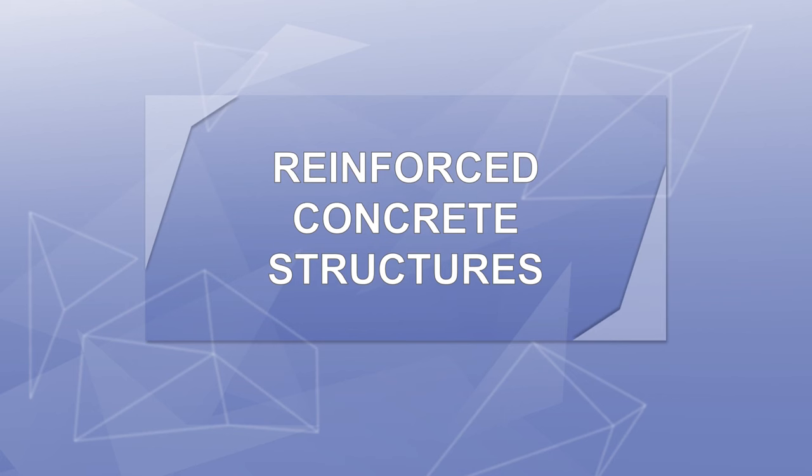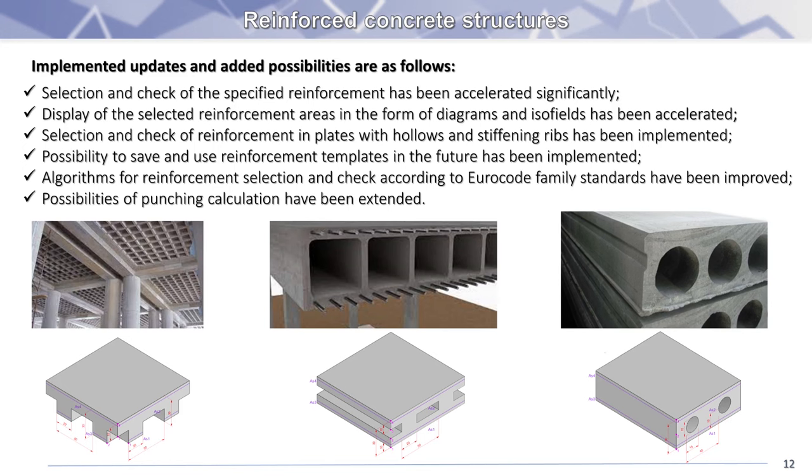Reinforced concrete structures. Implemented updates and added possibilities are as follows. Selection and check of the specified reinforcement has been accelerated significantly. Display of the selected reinforcement areas in the form of diagrams and isofields has been accelerated. Selection and check of reinforcement in plates with hollows and stiffening ribs has been implemented. Possibility to save and use reinforcement templates in the future has been implemented. Algorithms for reinforcement selection and check according to Eurocode family standards have been improved. Possibilities of punching calculation have been extended.